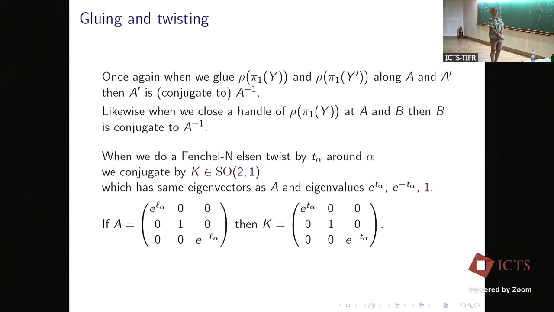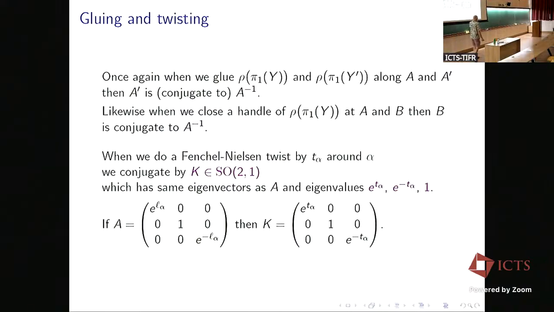And likewise, when we close a handle, my B should be conjugate to A inverse. And so again, I can do my free product with amalgamation and my HNN extension. All of that machinery, we're just going to roll out time and time again, so I'm not going to dwell on it.